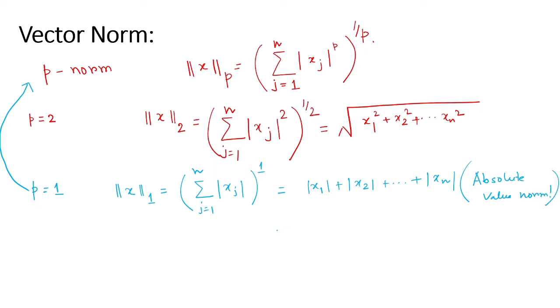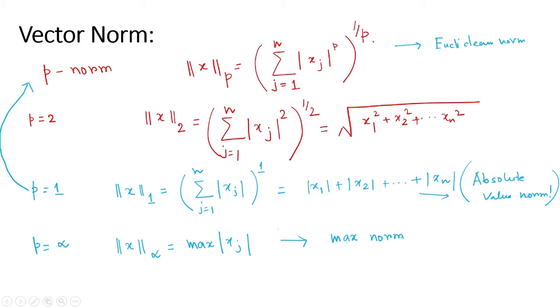Okay, so this norm is called the absolute value norm. Earlier this norm was called the Euclidean norm. This norm is the Euclidean norm. This norm is the absolute value norm. Now let's put p equals infinity. If we put p equals infinity, it is called the max norm, and it will look like this. It is nothing but the maximum of mod of xj, and this is called the max norm.